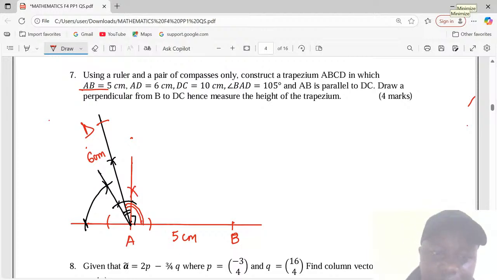For the line to be parallel to AB, we are supposed to ensure that the angle at this point is also implied. Okay, there are very many methods. We can even use the parallelogram method. Parallelogram method means this. We measure the distance from A to B, which is 5 centimeters. Then standing at D, we make an arc.